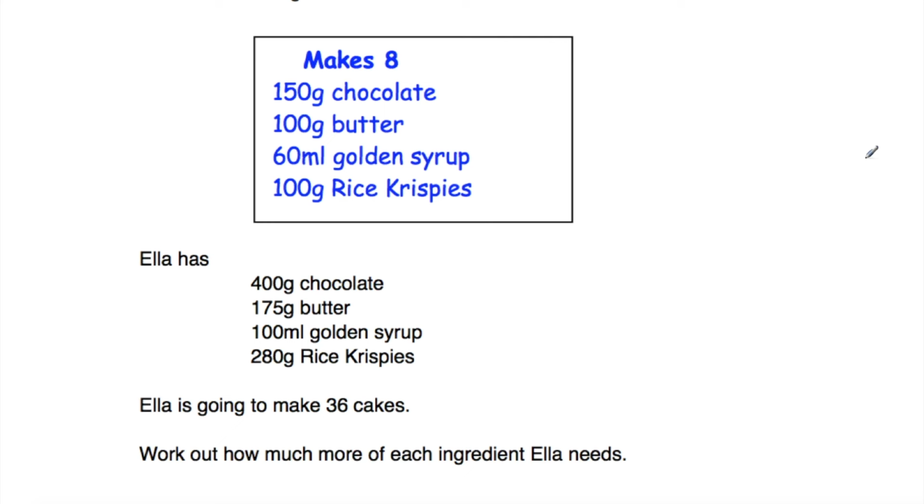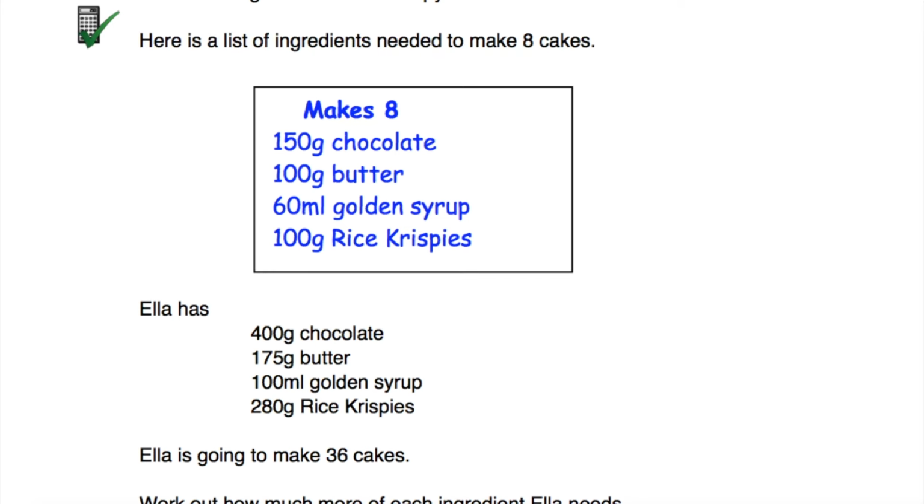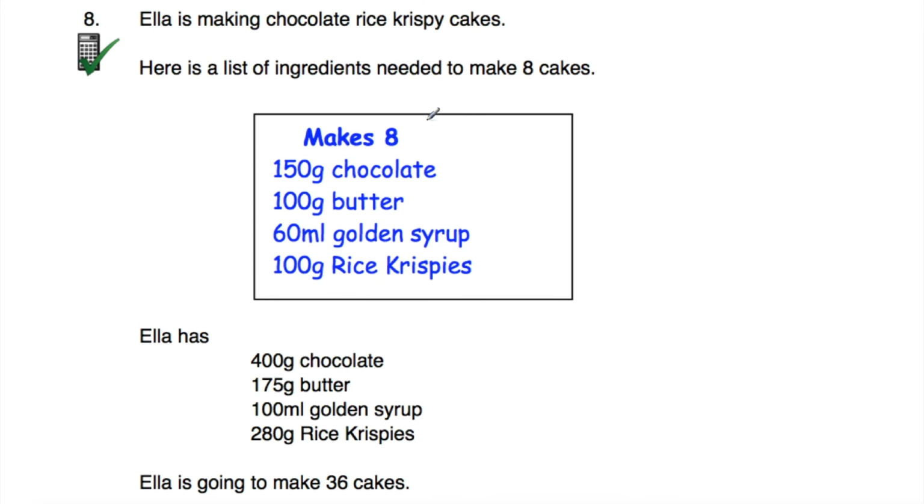So this is probably more like a real life question where you're going to make something, you perhaps have some of the ingredients in the cupboard, and you might need to go and buy some more. Unless you're like me and you just go buy the stuff and then realize you had it in the house in the first place. So here we've got a list of ingredients, and this makes 8 cakes, but she's going to make 36 cakes. So let's find out how much of each ingredient she needs for 36 cakes.